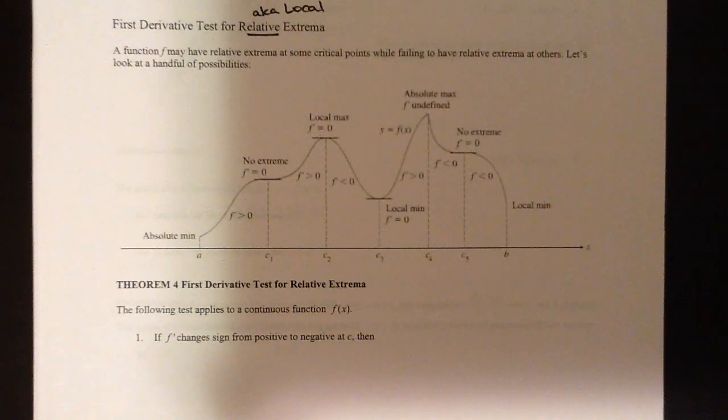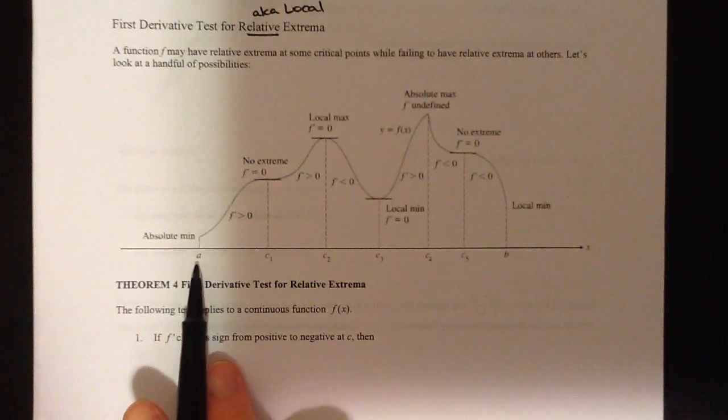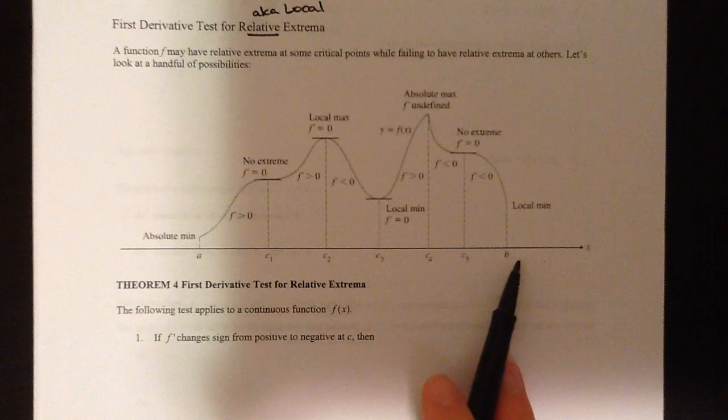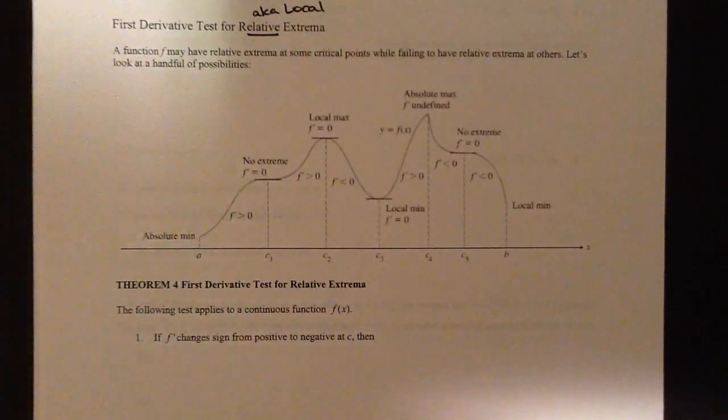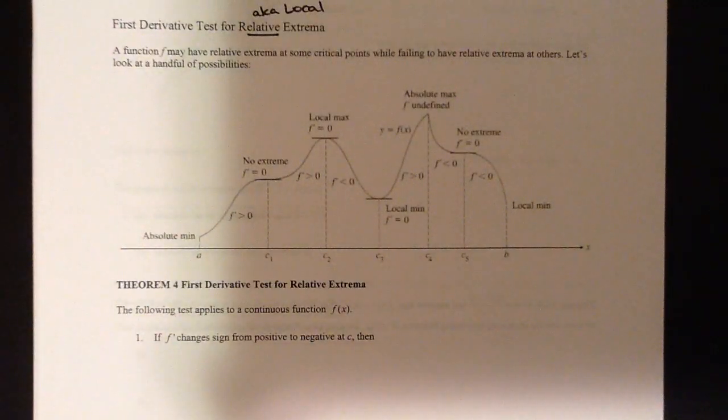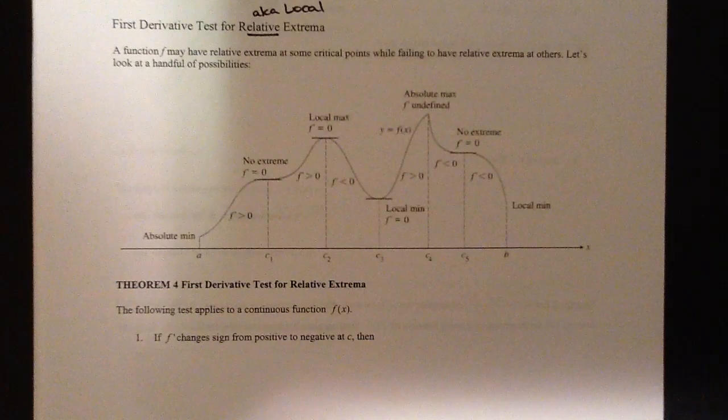So a function f may have relative extrema at some critical points while failing to have relative extrema at others. Let's look at a handful of possibilities. So we've got all sorts of things happening here. I want to walk you through every single one of these values from a to all the little constants up until b. All right, so here, a is an absolute min. We learned in one of our sections that absolute min can happen at endpoints, and that appears to be what happens here.